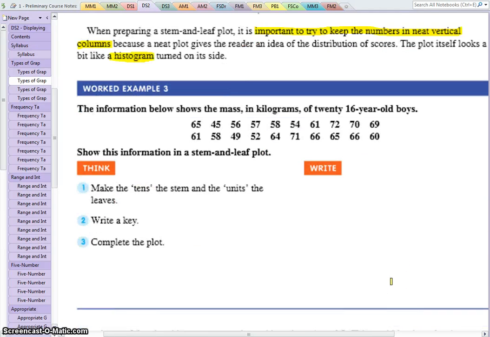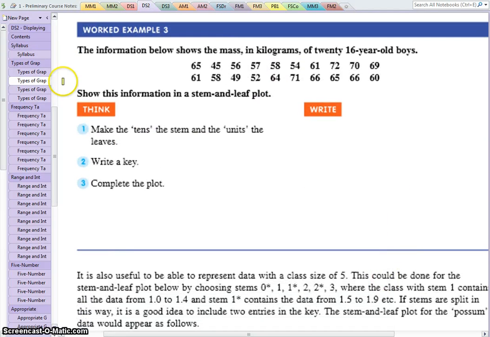So here we go. Let's do the worked example. It is pretty straightforward. The information below shows the mass in kilograms of 20 16-year-old boys. Show this information in a stem and leaf plot. Have a look at it. What have we got? Well, we've got tens columns in all of them, and we've also got units columns.